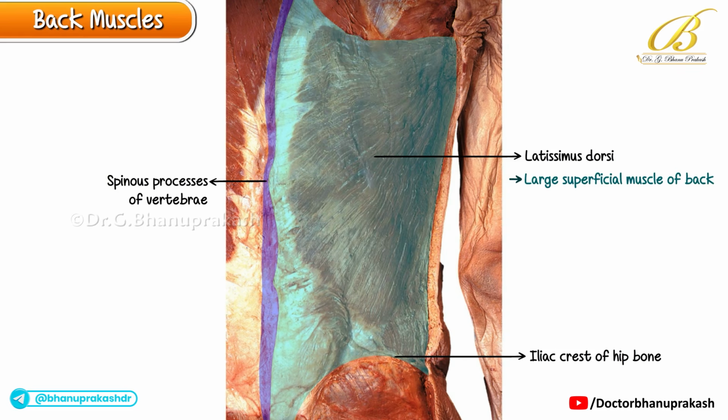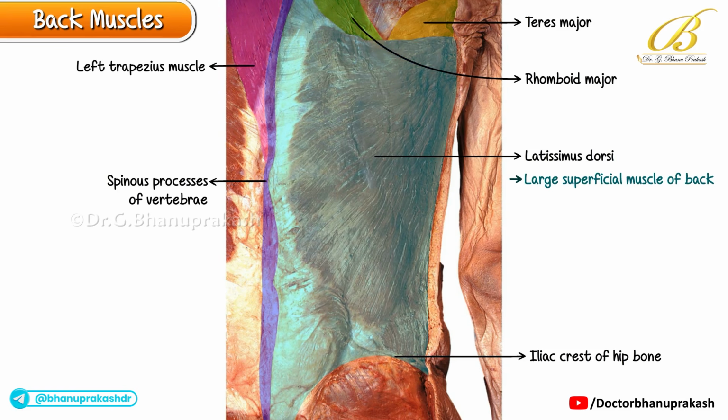Also visible in this image are the rhomboid major and teres major muscles, positioned above the Latissimus dorsi. On the opposite side, the left trapezius muscle can be observed. At the lower part of the specimen, the fascia covering the gluteus medius muscle is also seen extending inferiorly.